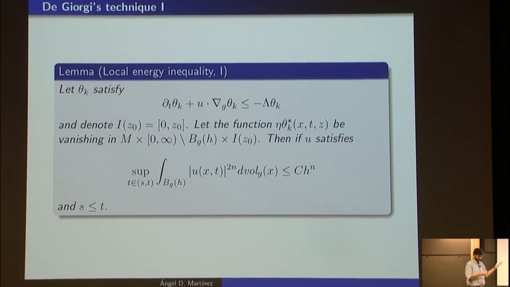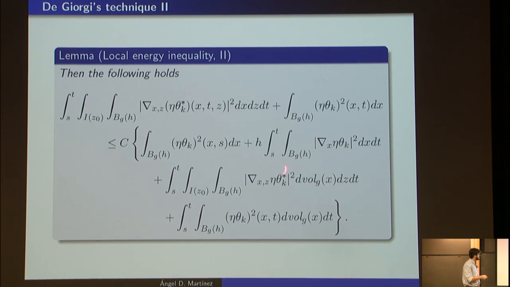And actually, okay, let me go to the next slide. In the next slide, this h to the n appears here in this h. If you see in the other ones, you don't see the h, but in here, you see it. And whenever you try to apply all of the De Giorgi strategy, then you will need to keep track of this h somehow.